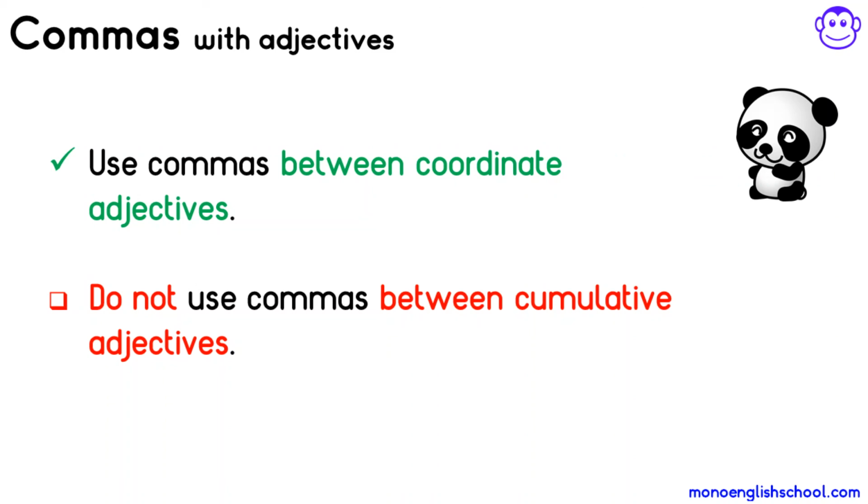And we finish with a review of the two conventions covered in this video. 1. Use commas between coordinate adjectives, those that are independent but equal. 2. Do not use commas between cumulative adjectives, those that work together to modify a single noun.